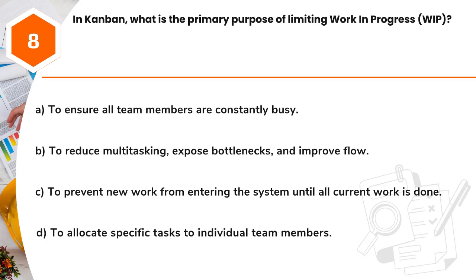Question 8. In Kanban, what is the primary purpose of limiting work in progress, WIP? A. To ensure all team members are constantly busy. B. To reduce multitasking, expose bottlenecks, and improve flow. C. To prevent new work from entering the system until all current work is done. D. To allocate specific tasks to individual team members.